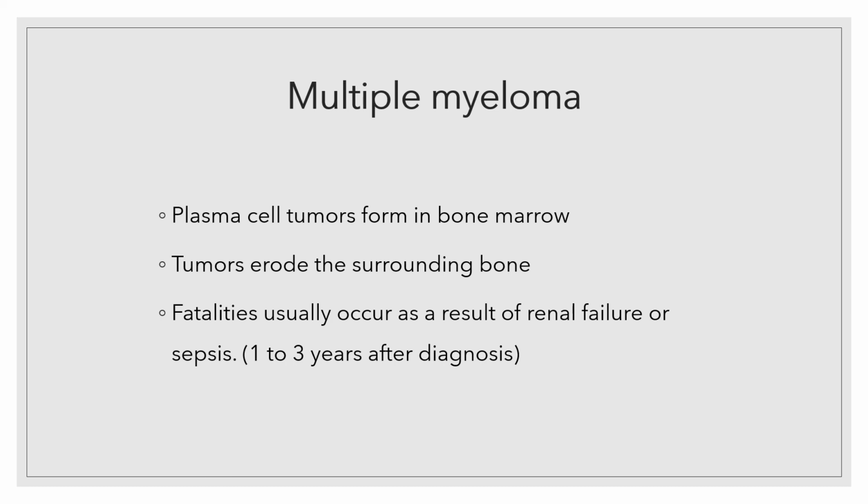The bone marrow cells are replaced with plasma cells. In normal bone marrow, we have about 1% plasma cells. But in people that have multiple myeloma, their plasma cells can be up to 90% in the bone marrow, and they can actually be malignant. So these tumors erode the surrounding bone, and fatalities usually occur as a result of renal failure or septicemia. Usually that's about 1 to 3 years after diagnosis.